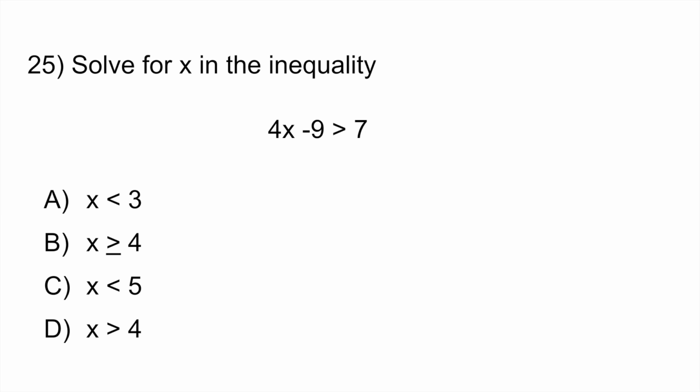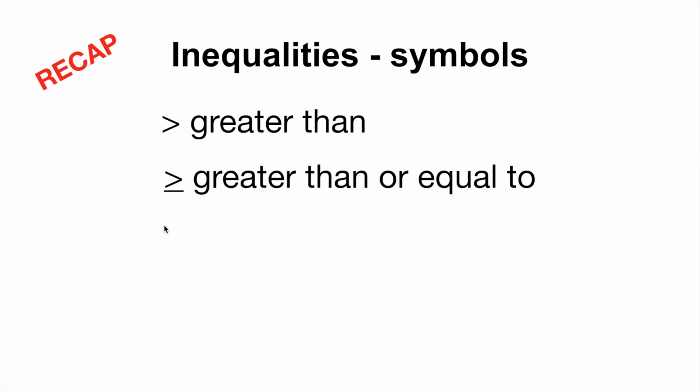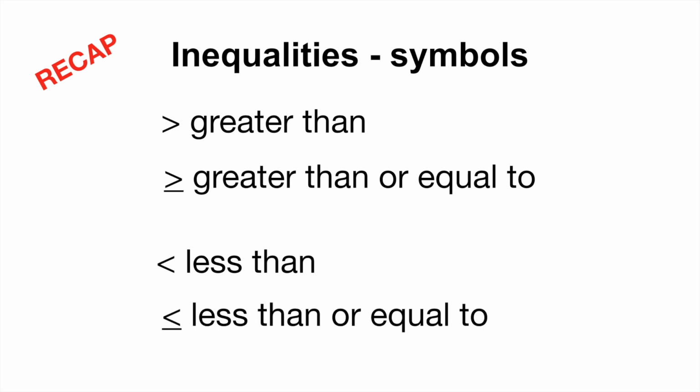Solve for x in the inequality below. 4x minus 9 is more than 7. Before we start with this inequality, just a quick reminder of symbols that you will see in inequalities. A symbol pointing to the right means greater than. If you have a line underneath it, it means greater than or equal to. If it's pointing to the left, it means less than. And if you have a line below it, it means less than or equal to. Okay, so just remember that.